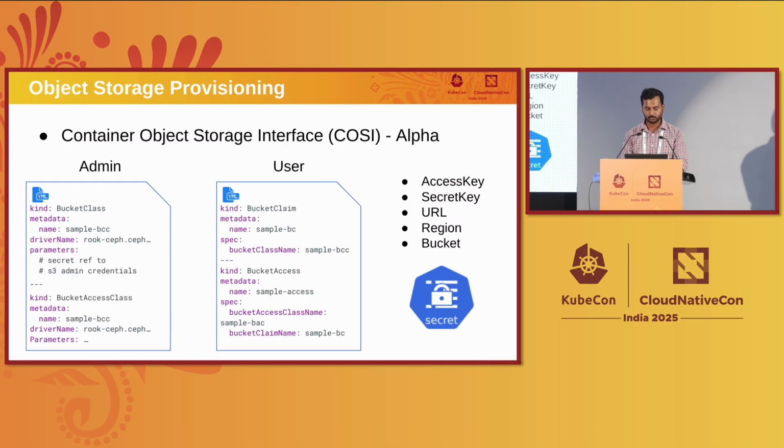We also provide support for the COSI. This is still in alpha. So the admin will be creating a bucket class and bucket access class, and the user will create a bucket claim and bucket access to provision the volume. And the access key and secret and URL will all be created by the Rook to access that.